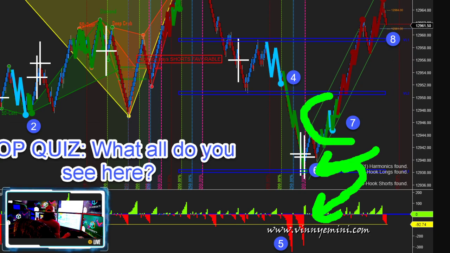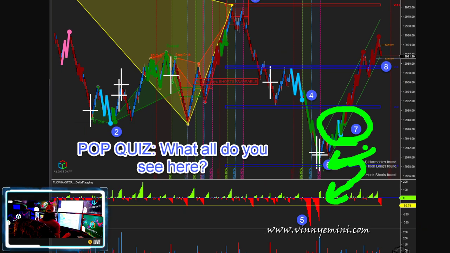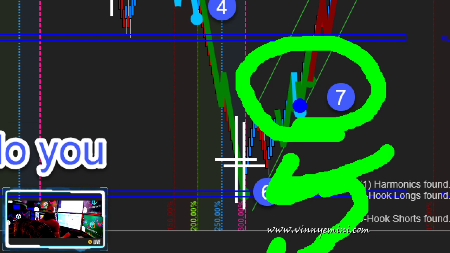So number seven, what's that right there? That is another power double dot there. Amazing. It's not double power, but it is a power dot. Okay, double power would be what if it had two blue dots? Okay, two blues.